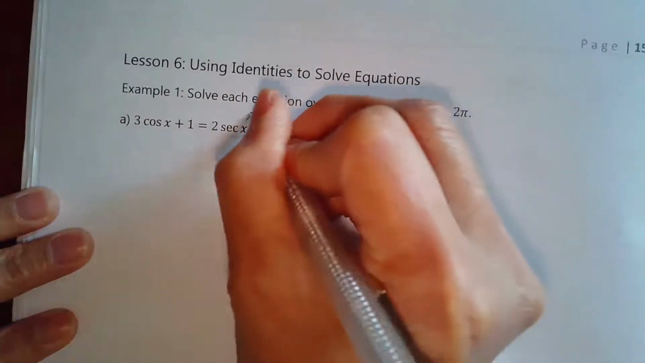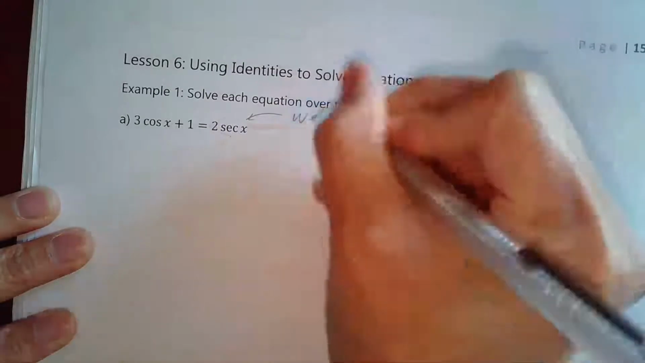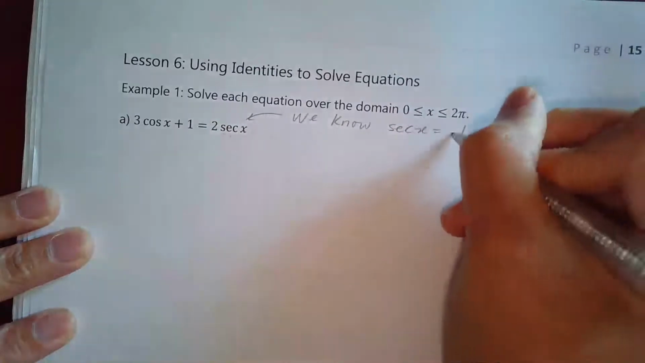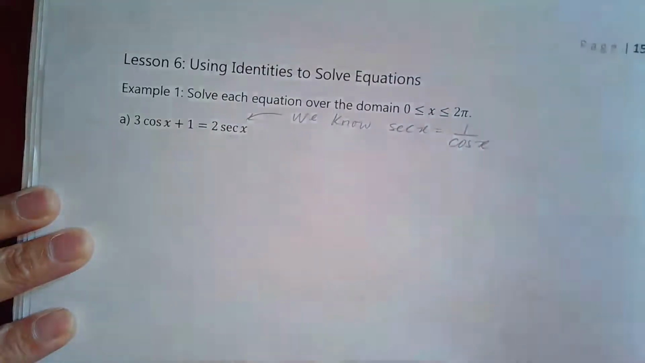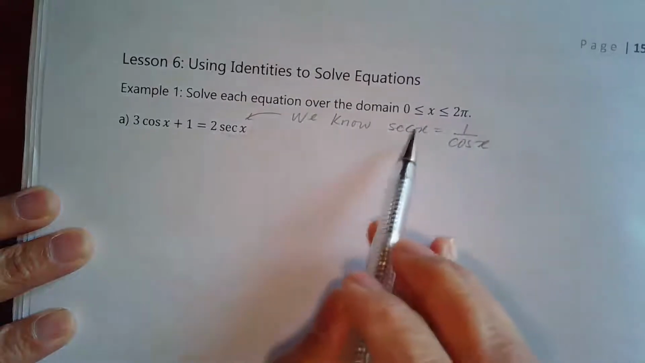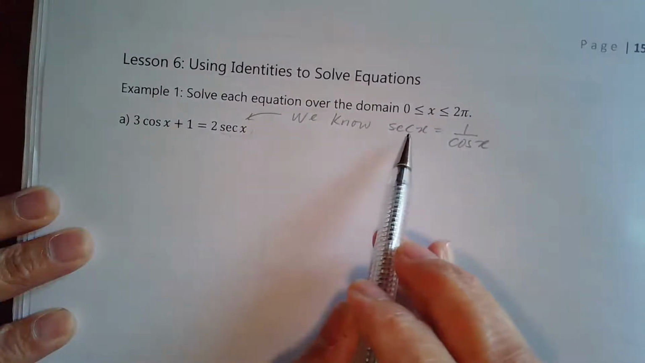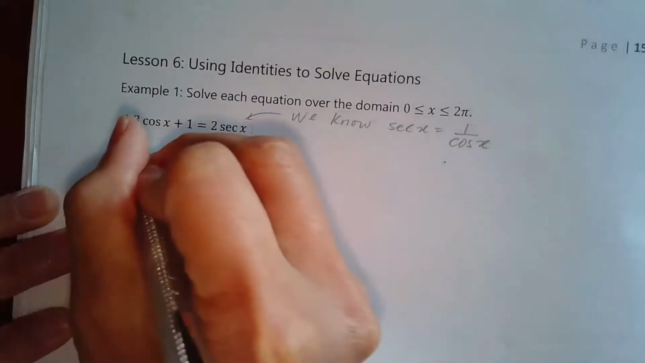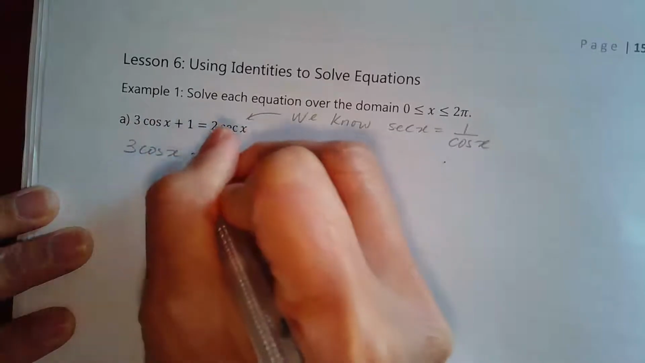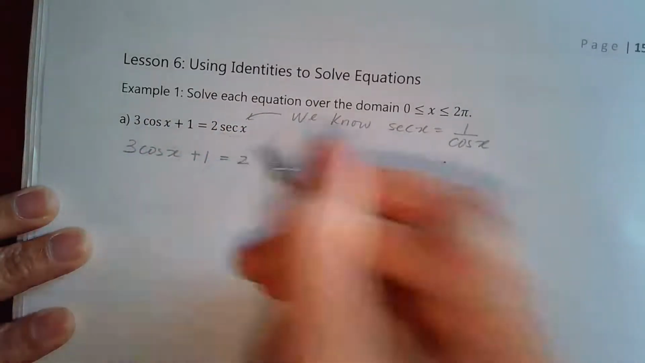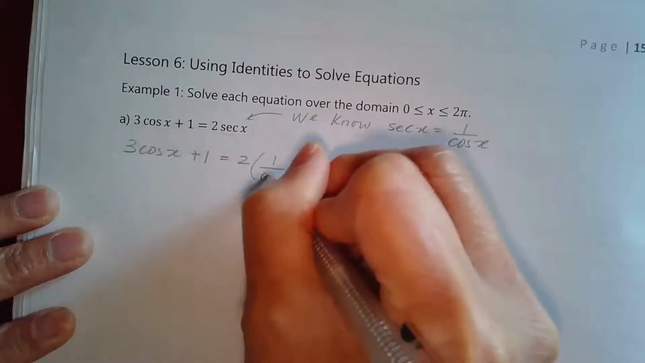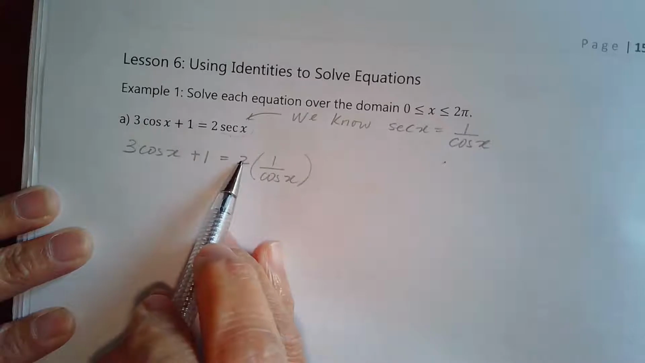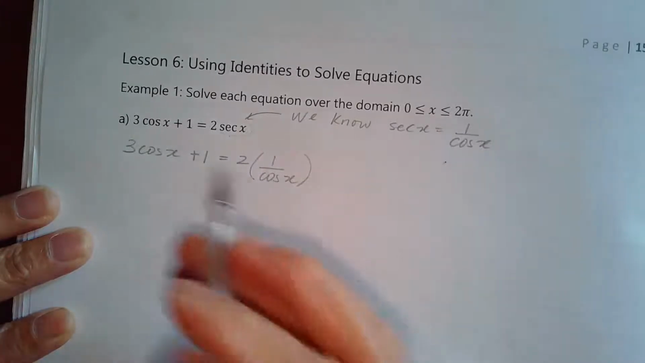So instead of using secant of x, we're going to use 1 over cos of x to replace that. So it becomes 3 cos of x plus 1 equals 2 times 1 over cos of x, which is basically 2 divided by cosine of x.